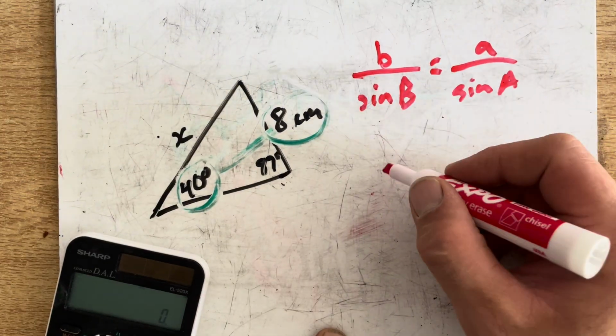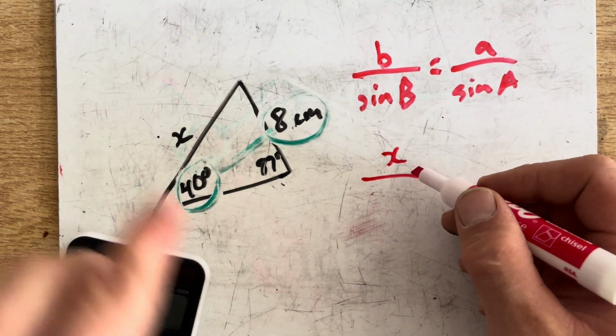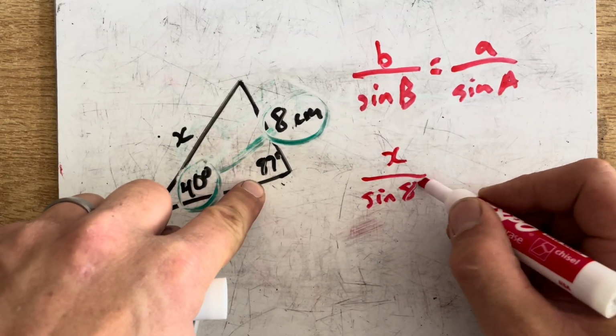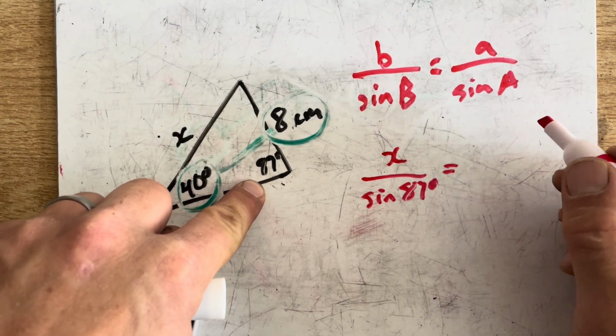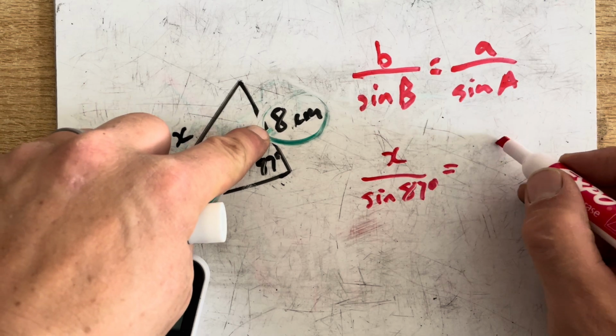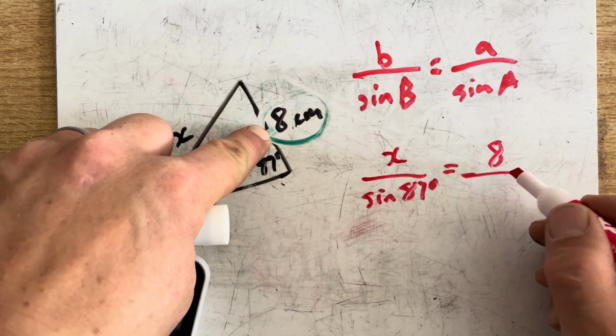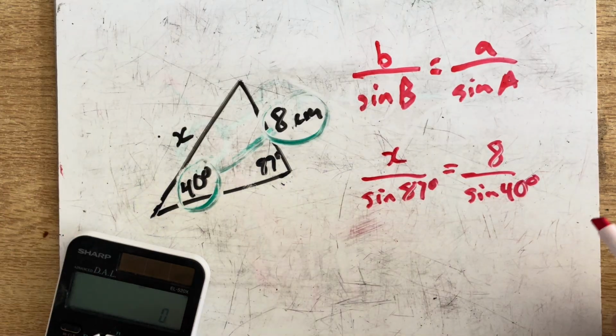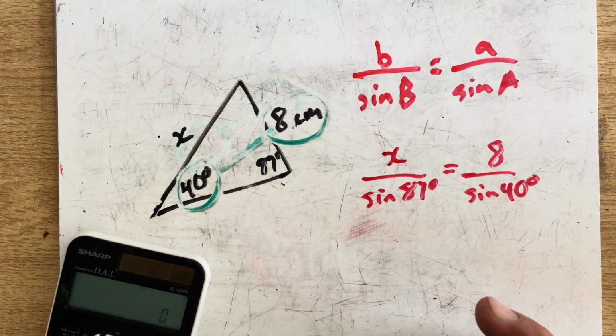So I'm going to replace b with x, and sine b is the one opposing x. So I'll have sine 87 degrees. This will be equal to side length a, which is 8 in this case, over sine of a, which is sine of 40 degrees. So I've now got this set up quite nicely.